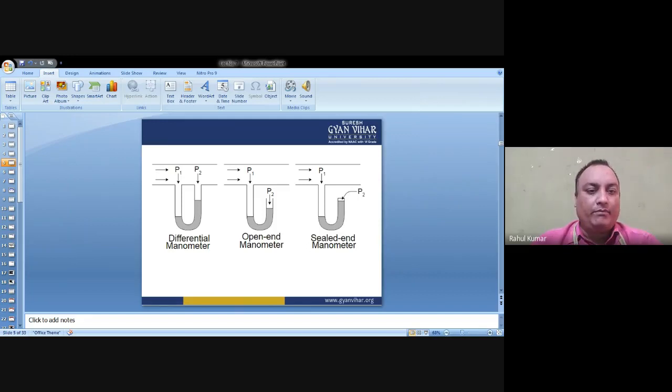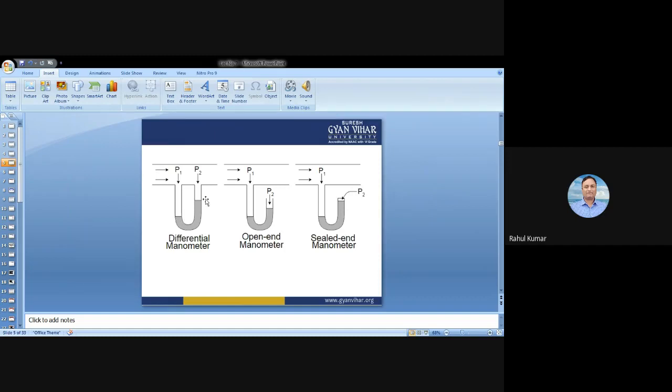Here, this is one pipe. In this pipe, two points are selected. Between these two points, one U tube is connected, and this U tube is filled with mercury. Then it creates some pressure here and some pressure here, so it creates some pressure at the two points. For these two pressure differences, it creates some elevation height here.